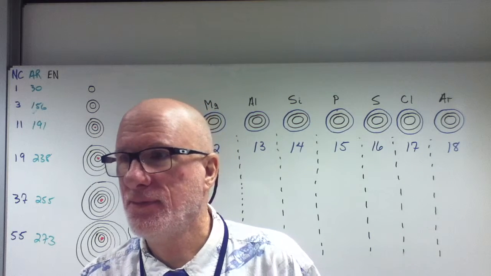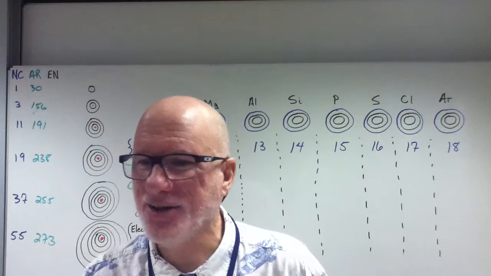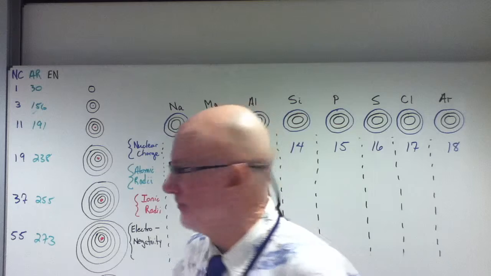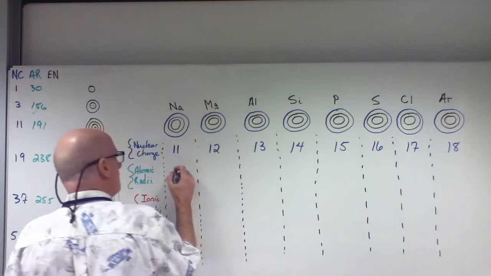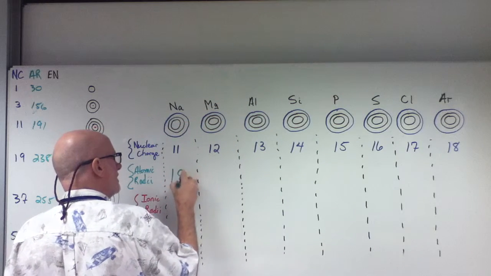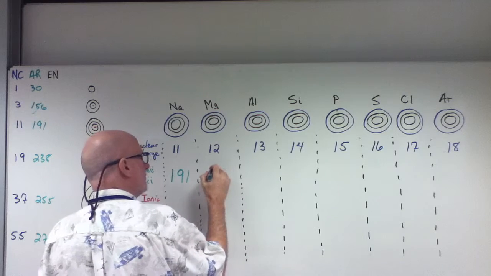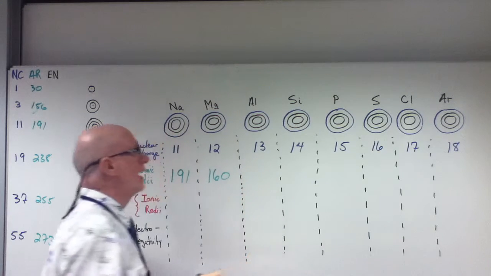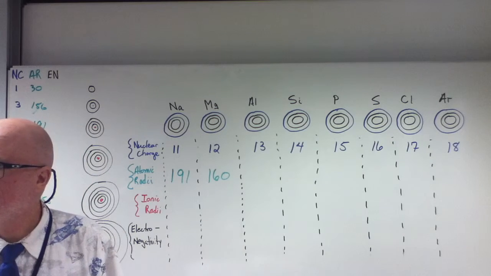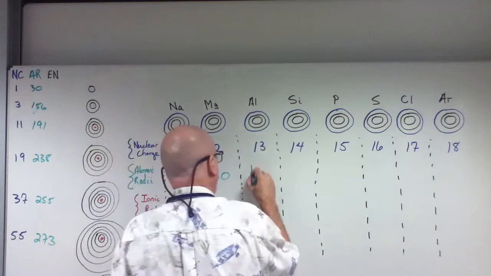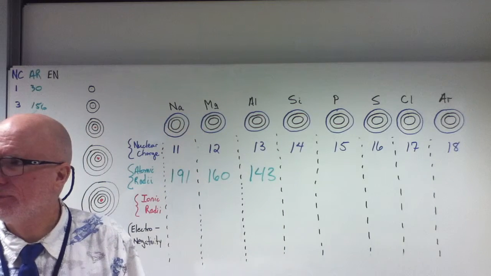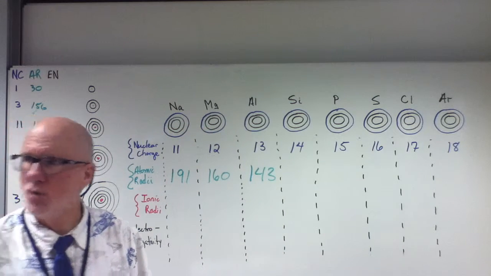Okay, yeah, okay. You got it now? I know there's a lot of data in those little squares. I agree. So what do you got? 191. What's next? 160. What's aluminum? 143. All right. What about silicon? 109. Okay.